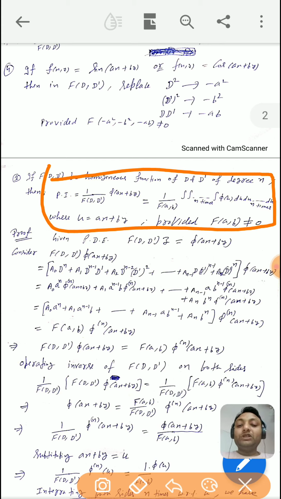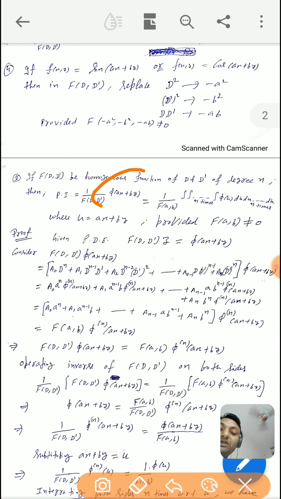To solve the particular integral of the partial differential equation, here you may take any function of ax plus by. This may be e^(ax+by), sine of ax plus by, cos of ax plus by, log of ax plus by, tan of ax plus by, or simply ax plus by. This may be any function of ax plus by. So the result is true for all the functions of the form phi of ax plus by.